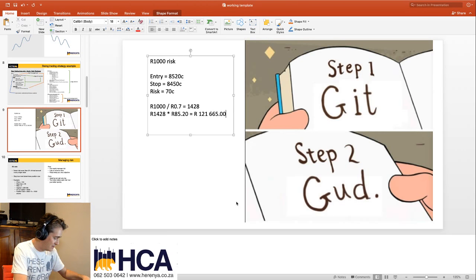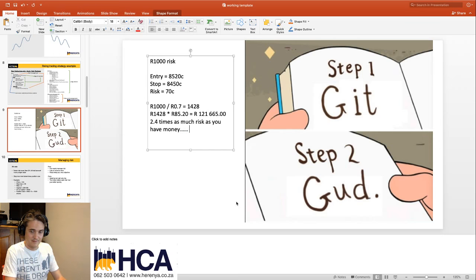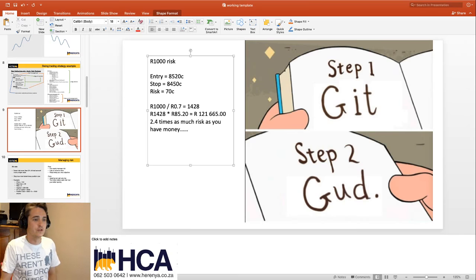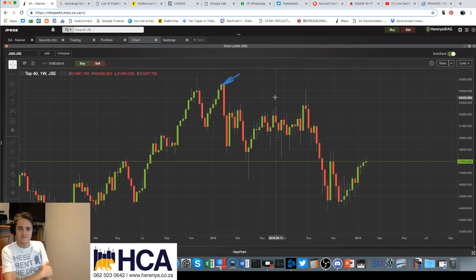Let's divide that by 50,000. You are taking 2.4 times as much risk as you have money. Now, let's do that on 5 or 6 different open trades at a time. Suddenly you realize you're taking a colossal risk right at the point where, going back to our J200, the market is trading at its tippy top, close to the highs. Does that seem logical to you? When the market is trading at its highs, for you to take 2.5 times risk of all your capital in one trade and then do that multiple times? It's illogical. It is dangerous.